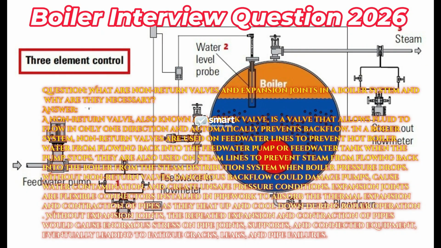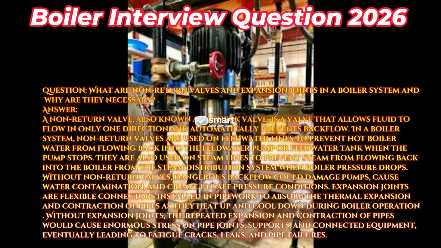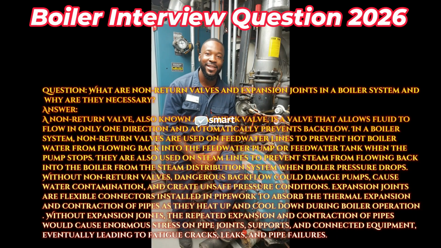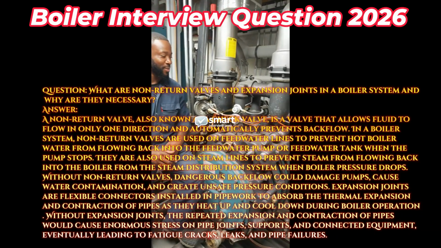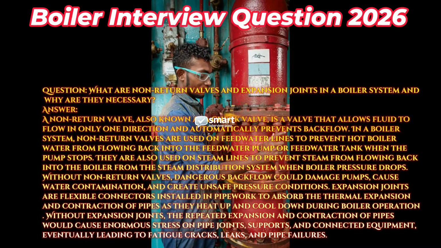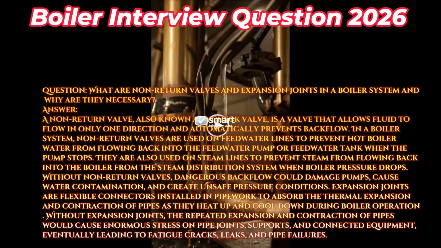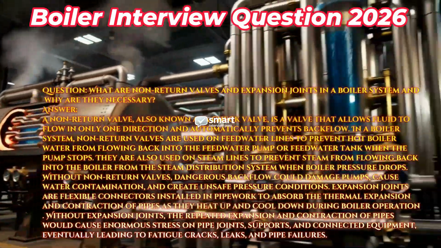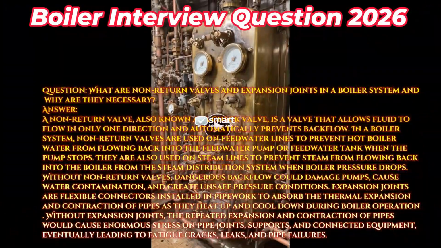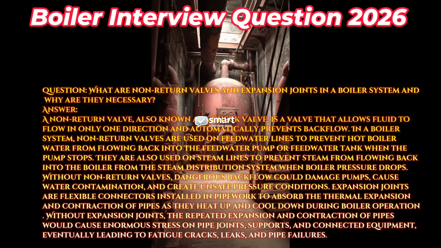Question: what are non-return valves and expansion joints in a boiler system and why are they necessary? Answer: a non-return valve, also known as a check valve, is a valve that allows fluid to flow in only one direction and automatically prevents backflow. In a boiler system, non-return valves are used on feed water lines to prevent hot boiler water from flowing back into the feed water pump or feed water tank when the pump stops. They are also used on steam lines to prevent steam from flowing back into the boiler from the steam distribution system when boiler pressure drops. Without non-return valves, dangerous backflow could damage pumps, cause water contamination, and create unsafe pressure conditions.